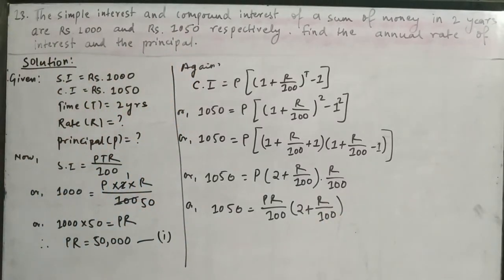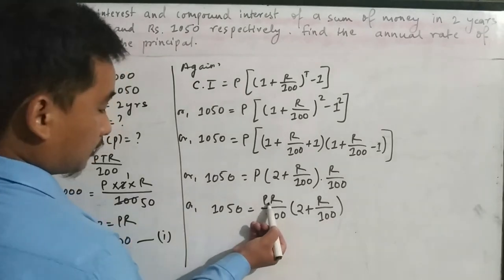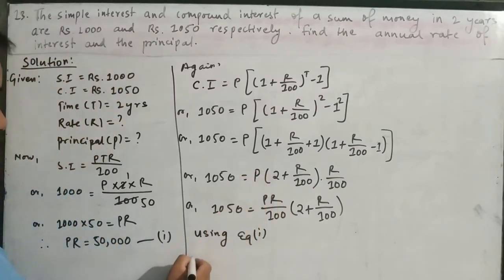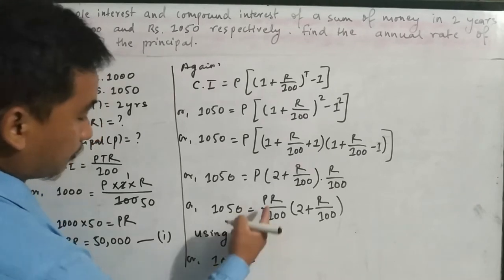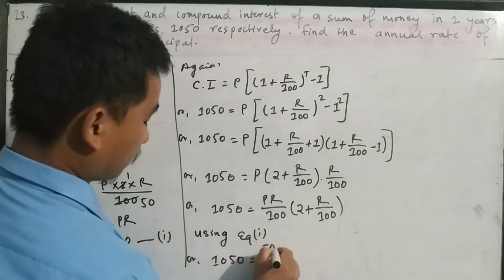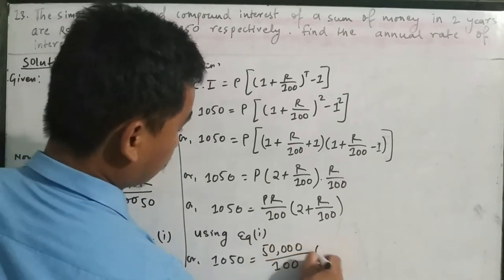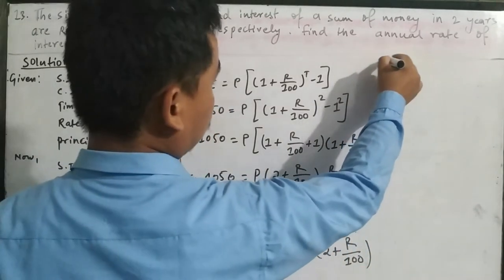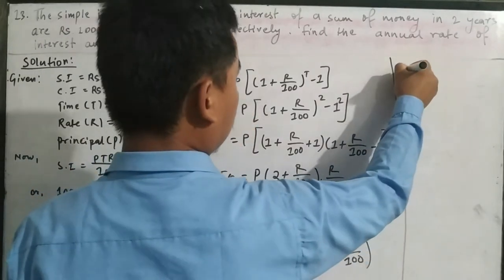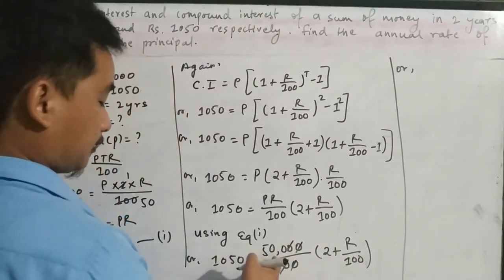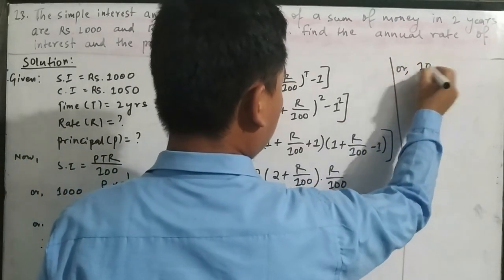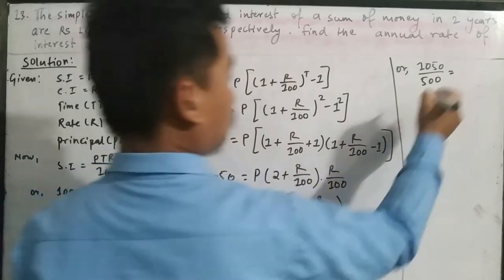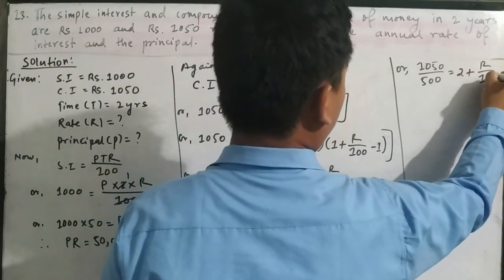Now here from equation 1, using equation 1 I can write 1050 equals to PR. PR means 50,000. 50,000 divided by 100, (2 plus R by 100). Or here 20 can be cancelled. Or 1050 divided by 500 equals to 2 plus r by 100.